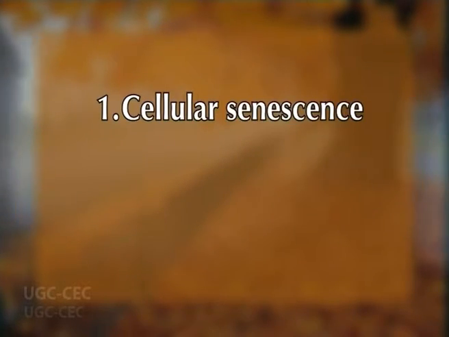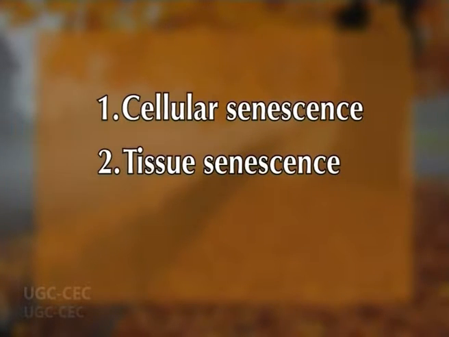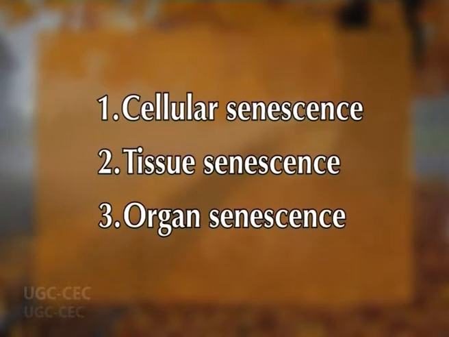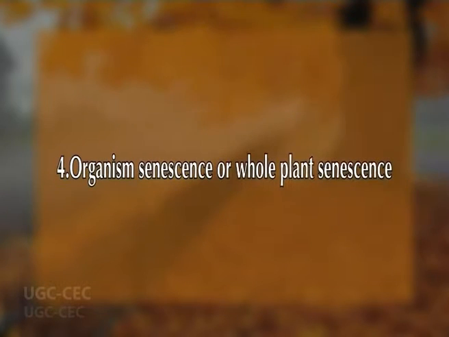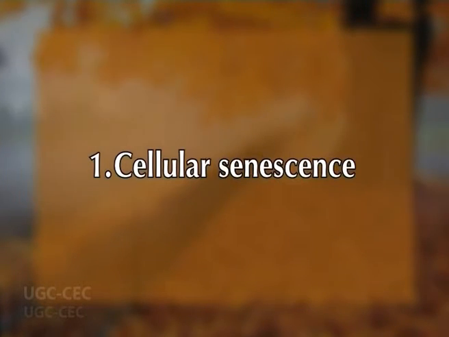Now, patterns of senescence. Senescence in plants shows a wide range of patterns. Number 1, cellular senescence; number 2, tissue senescence; number 3, organ senescence; number 4, organism senescence or whole plant senescence. Number 1, cellular senescence.